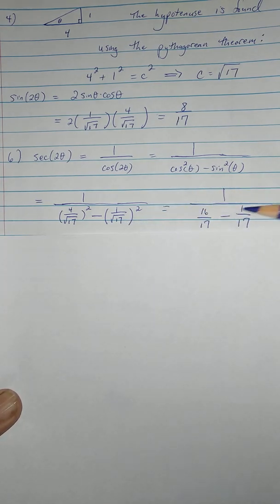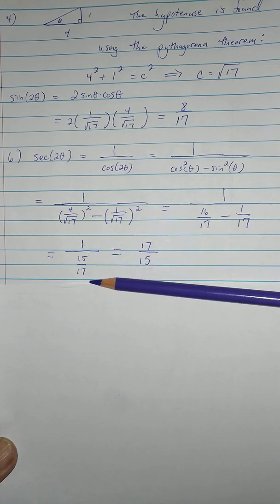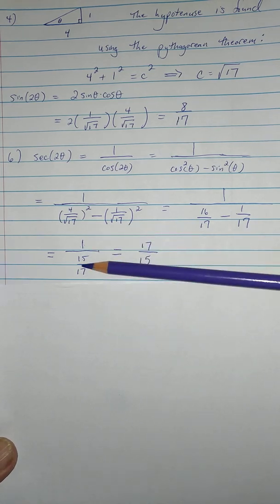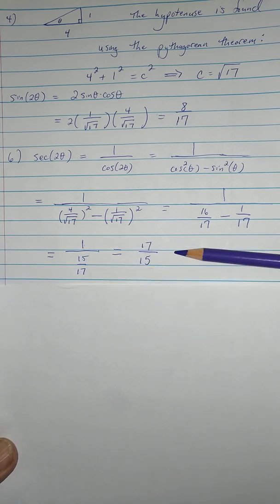Still 1 over, square 4, you get 16. You square the square root of 17, you get 17. Minus sine. You square 1, that's 1. You square the square root of 17, that's 17. 1 stays the top. 16/17 minus 1/17 is 15/17. 1 over a fraction means the reciprocal of the fraction. So the final answer to number 6 is 17/15.